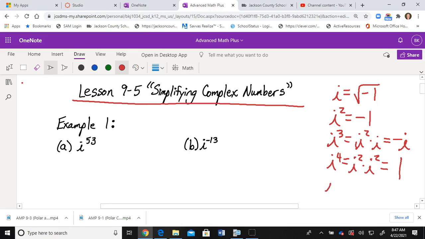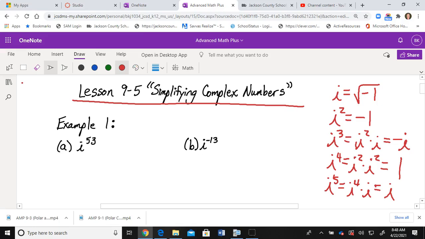i to the 5th would be i to the 4th times i. Well, what is i to the 4th? We just found it. It's 1. 1 times i is just i, and the pattern starts over again. It goes i, -1, -i, 1. i, -1, -i, 1. Over and over again. You keep getting those same answers.